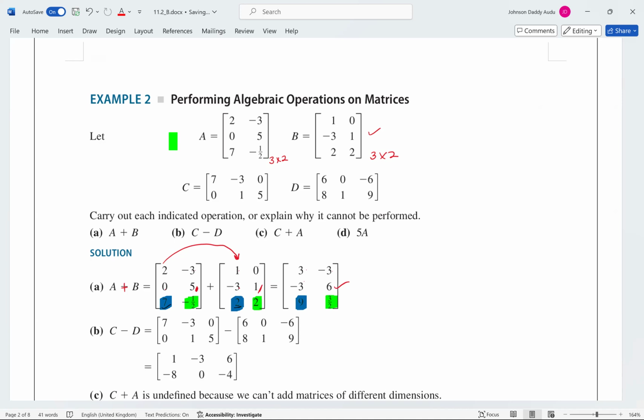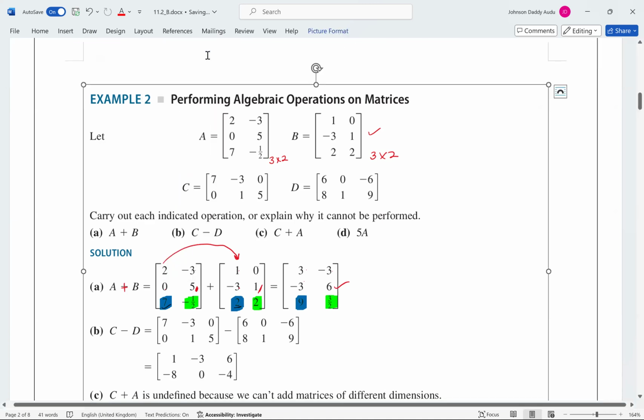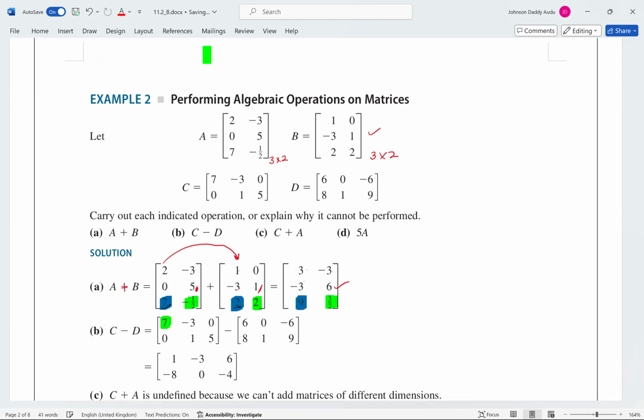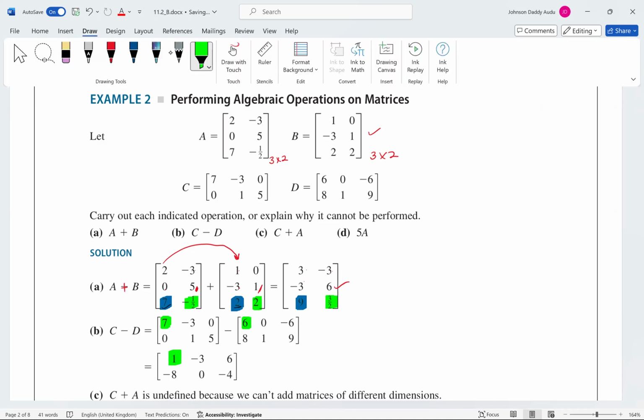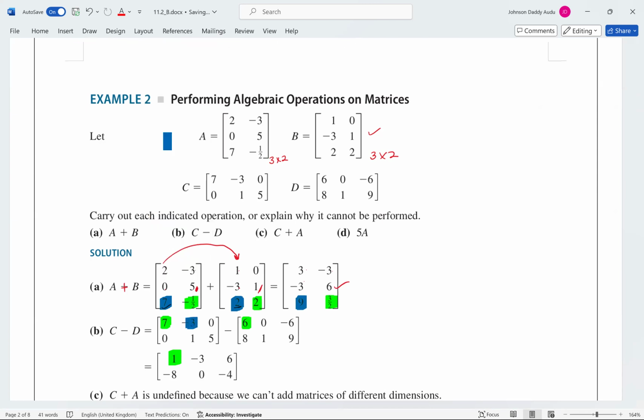Then for subtraction, it's also the same. All you need to do is to subtract the corresponding entries. First of all, they have to be the same dimension. So for example, 7 here minus 6 is going to be 1. Yes? 7 minus 6 is 1. And minus 3 minus 0 is going to give us minus 3. And let's have one more.